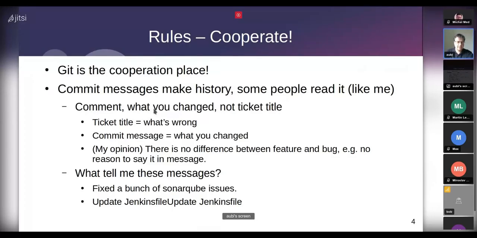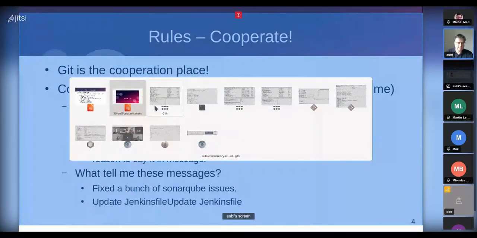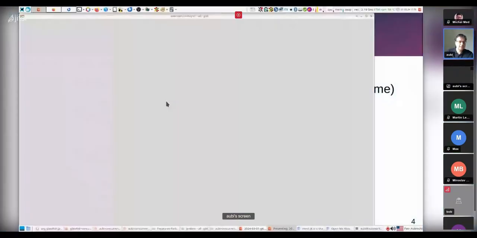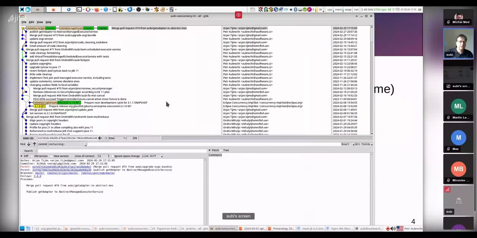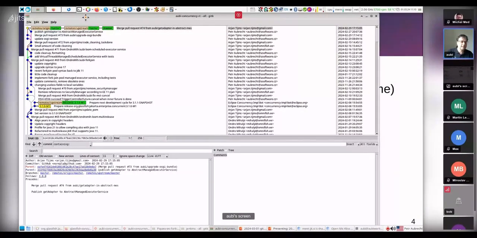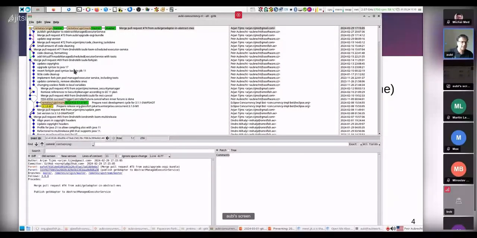Okay, so let's look at something. If you look at this, can you see the letters? Are they big enough? Not quite small. Yeah, I think it's okay. Yeah, it's okay.